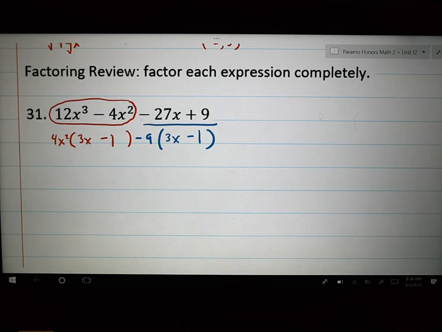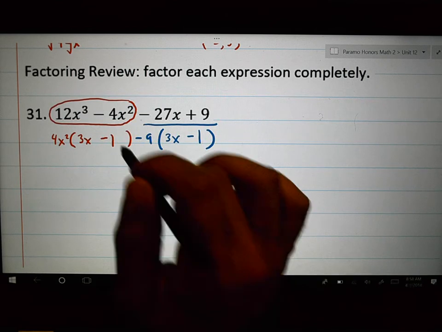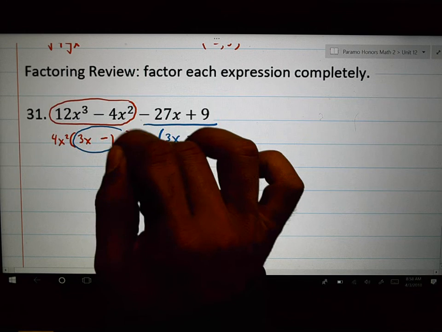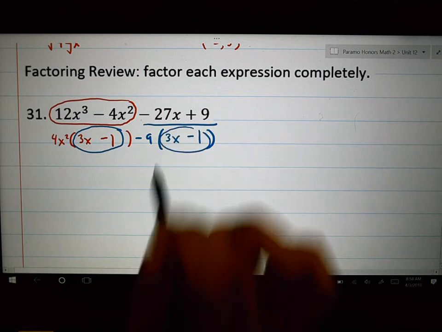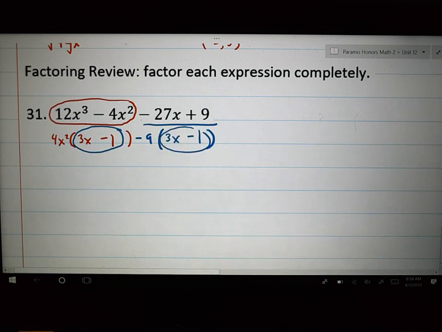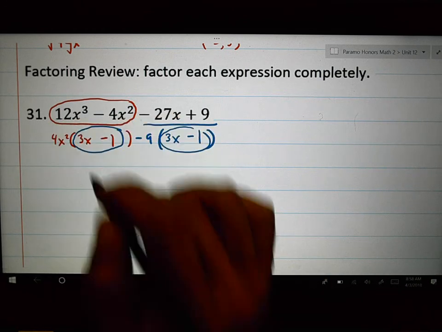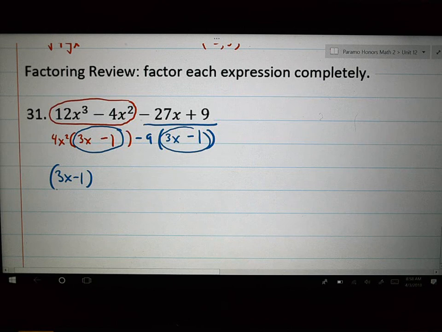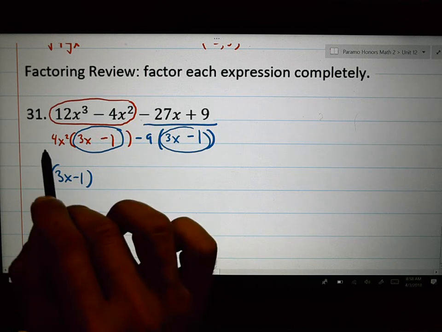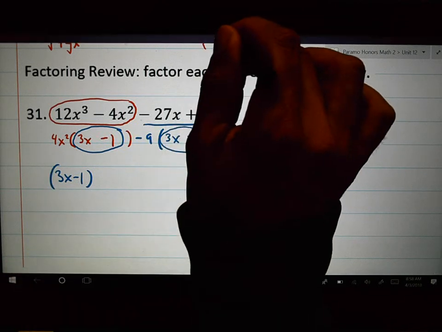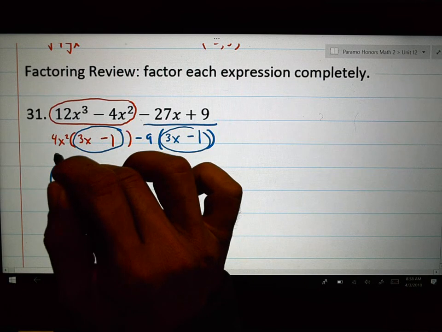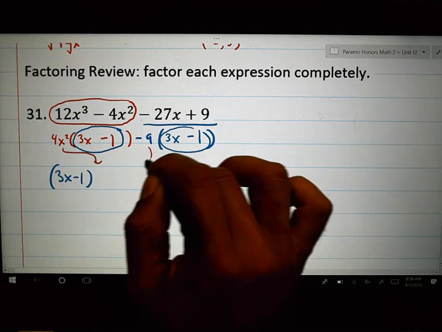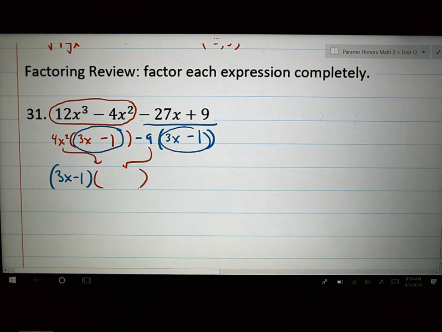If they do match and they are the same, this is the same as that, you can now treat the 3x minus 1 as a GCF. You factor out the 3x minus 1. Well, what's left? What were the GCFs before that are still there? This 4x squared and the negative 9. So what we're going to do is put that in the other parentheses.